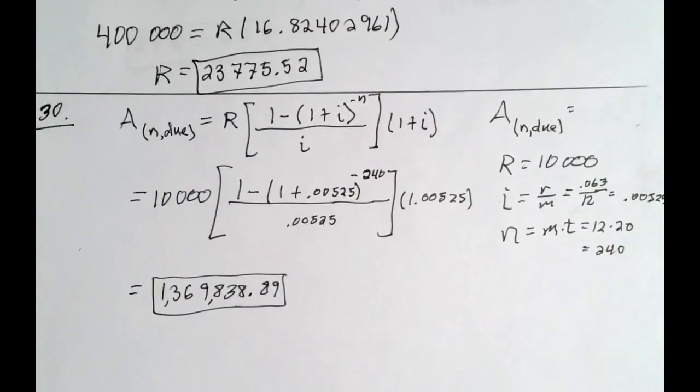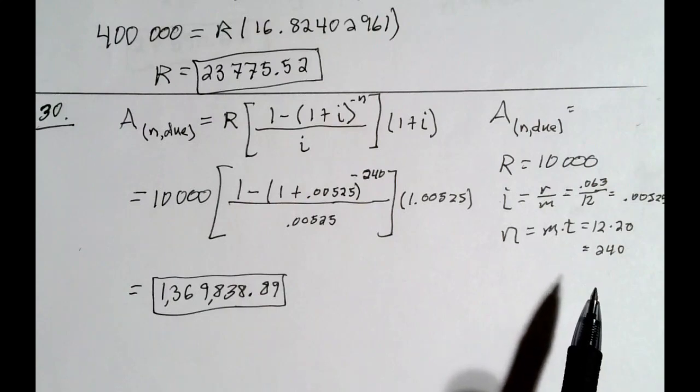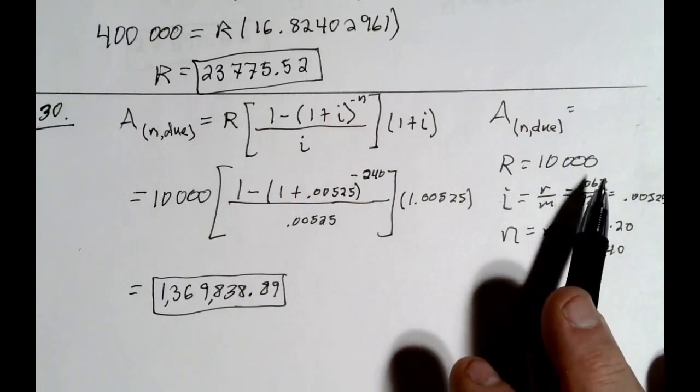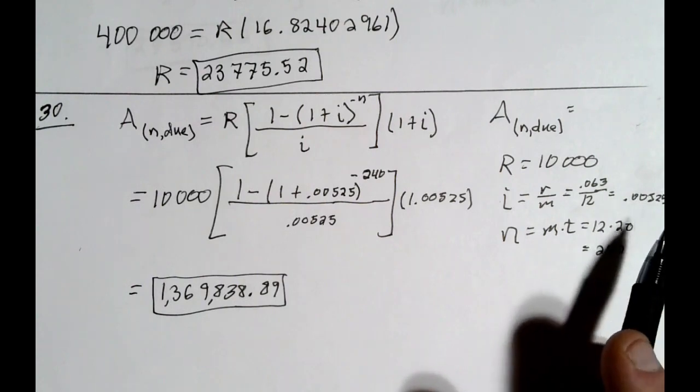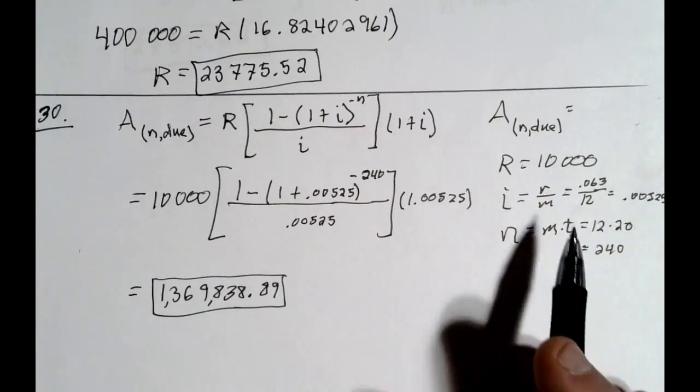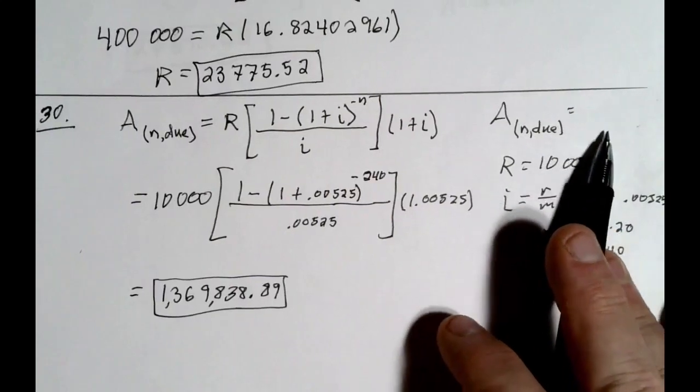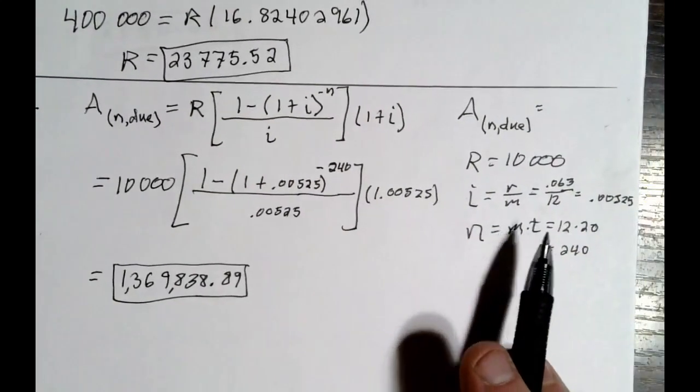Number 30. A $2.4 million state lottery paid $10,000 at the beginning of each month for 20 years. It's compounded quarterly at 6.3%. How much money must the state actually have on hand to set up payments for this prize? So they got to know how much they're going to have at the end of this annuity.